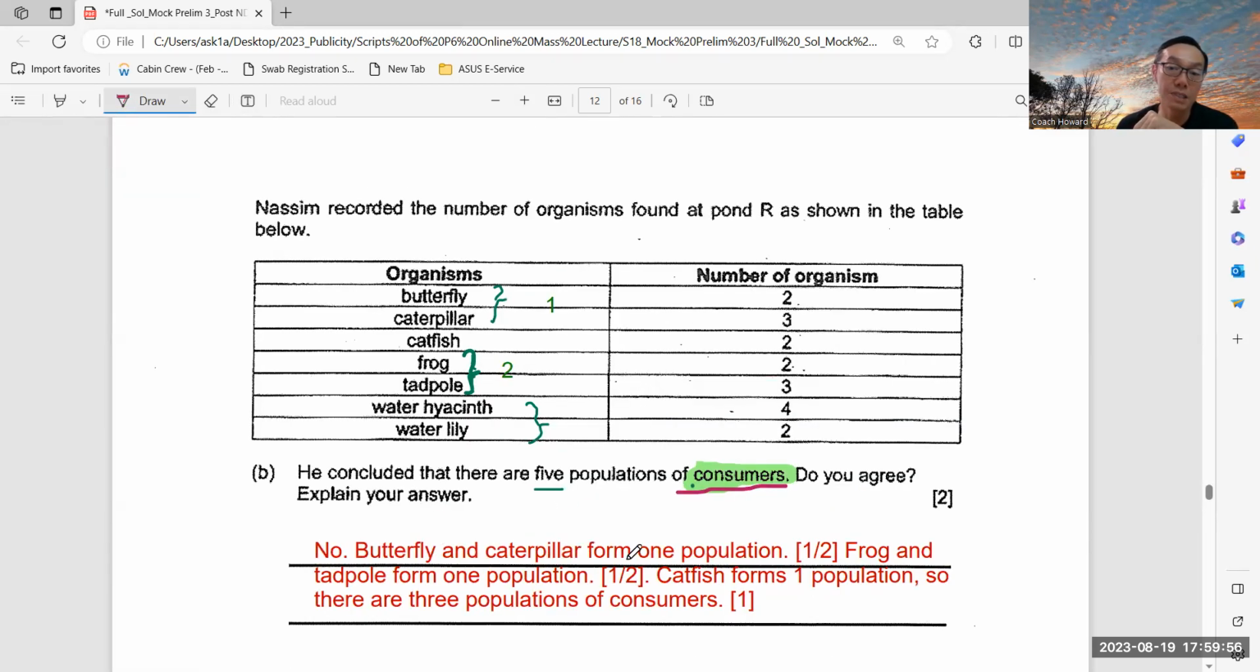Butterfly and caterpillars form one population because they are the same species. This is the half mark. Frog and tadpole form one population, another half mark. Catfish forms one population, so total 3. So there are 3 populations of consumer, not 5. So this is a very good question for you. It is catfish, not cat. Yeah, catfish.